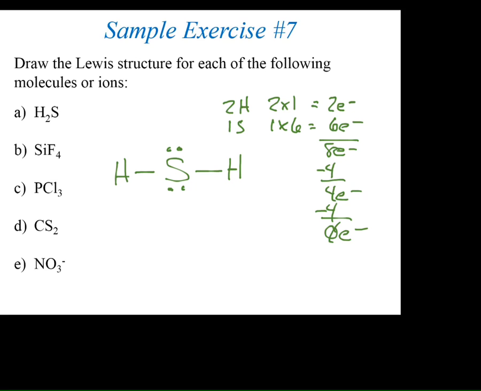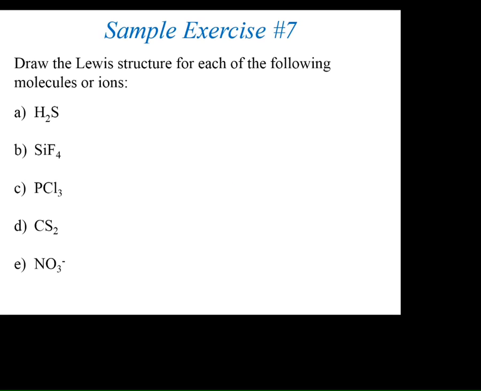Okay. Let's try the next one. I'll do SiF4 with you. So SiF4, let's add up all the valence electrons. So 1 silicon, how many electrons does 1 silicon give me? 4. And then 4 fluorine. How many does 4 fluorines give me? 28. Yeah, 7 each, so 28. So how many total valence electrons? 32 to account for. Okay, great. Awesome.